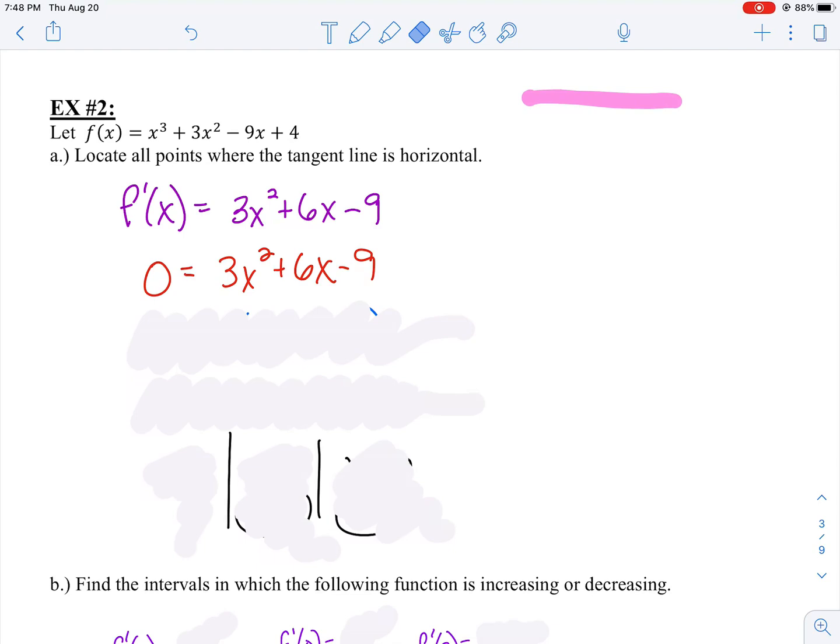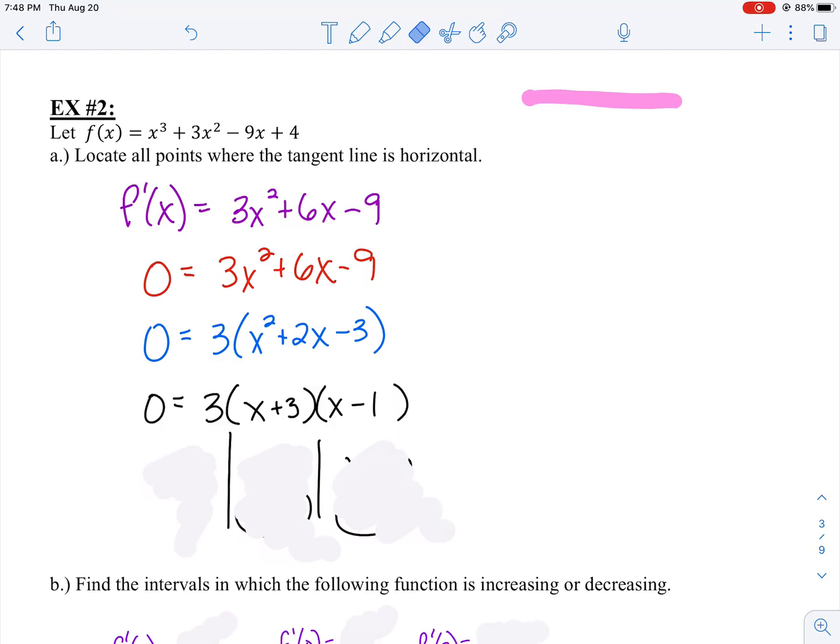I'm going to try to factor out a greatest common factor first. So I'm going to GCF out a 3. That left me with x squared plus 2x minus 3. I'm going to then continue to factor, figuring out numbers that multiply to negative 3 that, when I add them together, I get positive 2. I ended up getting x plus 3 and x minus 1.